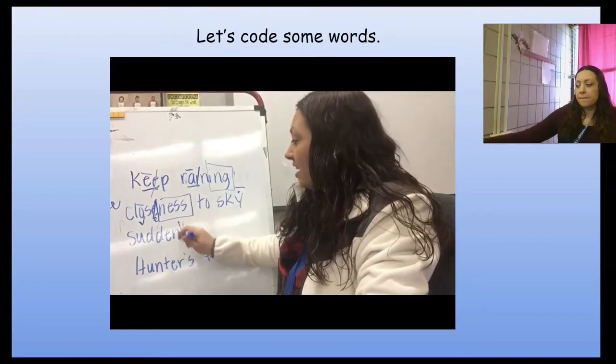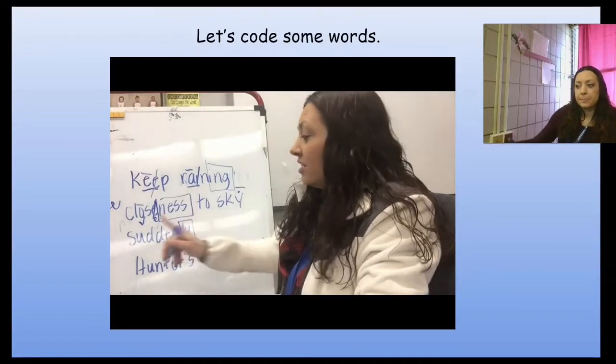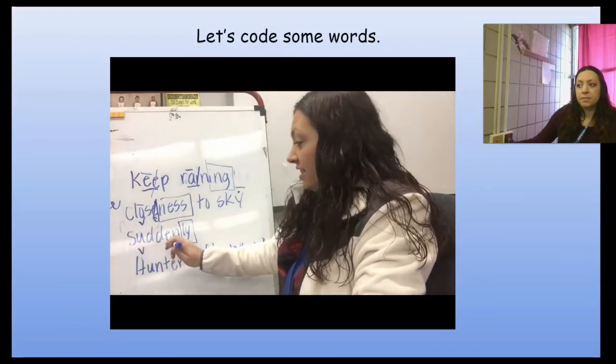It's got the suffix ly, so I'm going to box that part off first. Then what do you notice? You've got a vowel. That's a U. And where's my other vowel? That's an E. Very good.